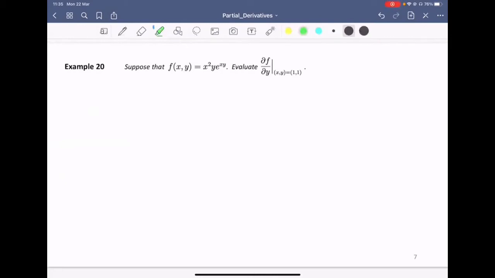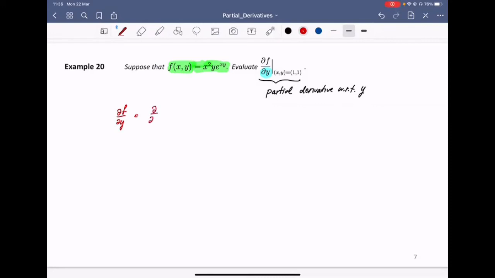f(x,y) equals x squared y times e to the xy. For here, the question asks you to evaluate the partial derivative of f with respect to y at the point (x,y) equal to (1,1). When you read the question for the first time, you can see that this is a partial derivative with respect to y, because the notation means with respect to y. That means when you differentiate, x is just a constant. We're gonna find this thing first, and then we just plug in the point (1,1) after. The (1,1) is just the number, the point that you're gonna plug in after.